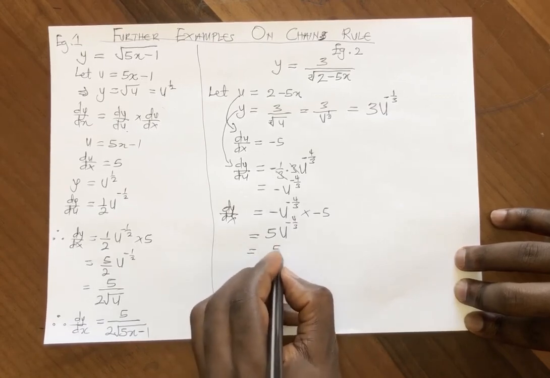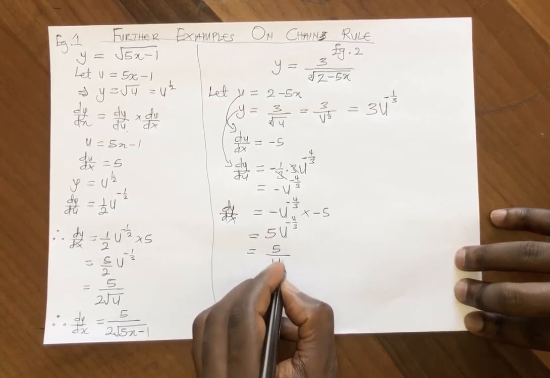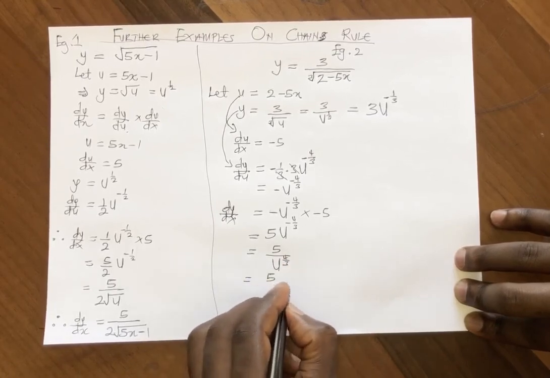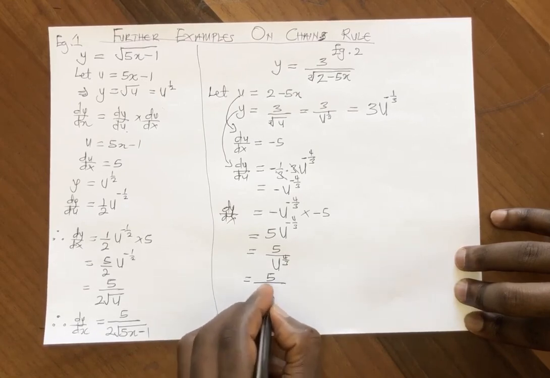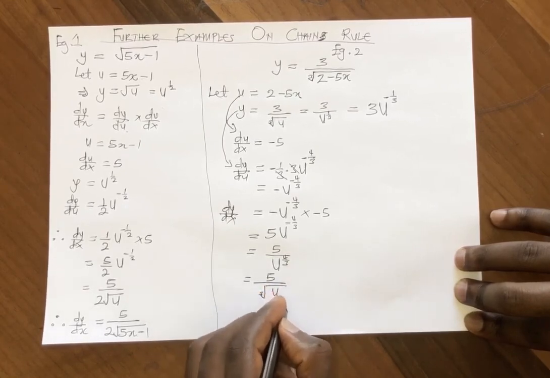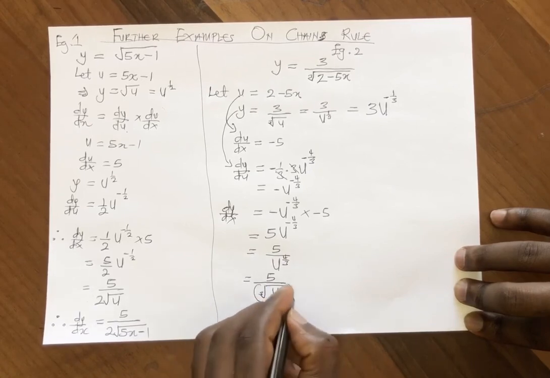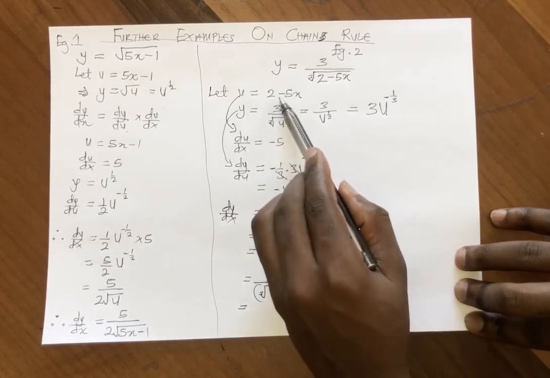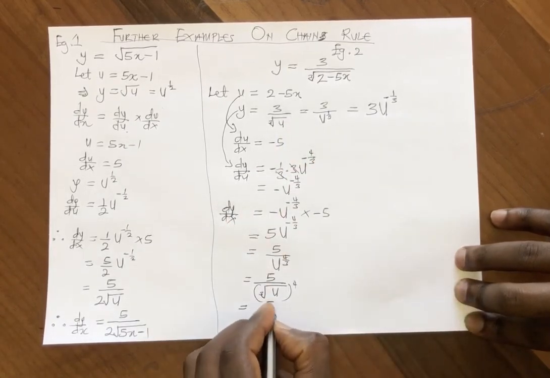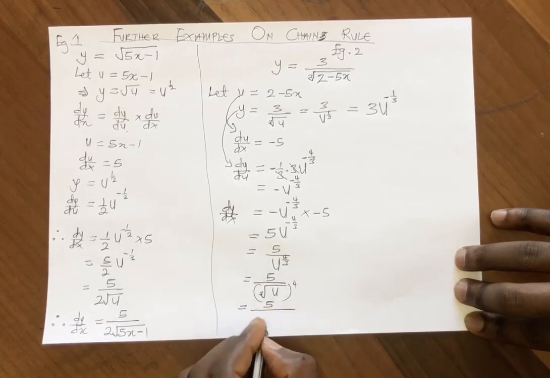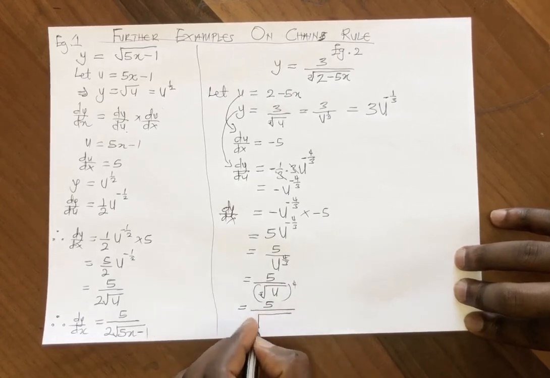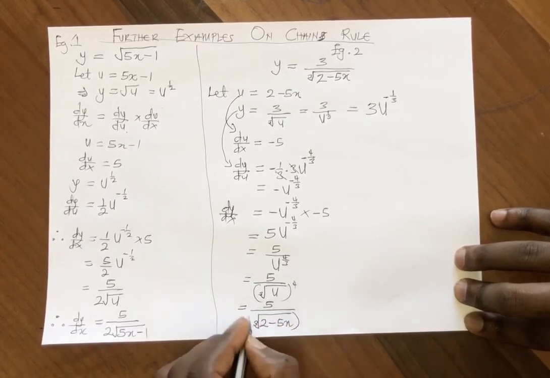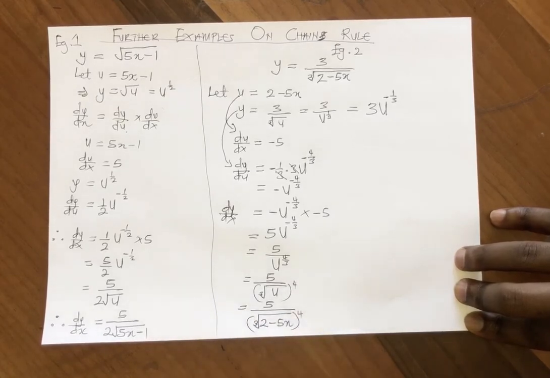Okay, so this will give us 5 over u raised to the power 4/3, which is the same as 5 over the cubic root of u all raised to the power 4, okay? But what is u? u is 2 minus 5x. So you have 5 over the cubic root of 2 minus 5x all raised to the power 4. And you are done, okay?